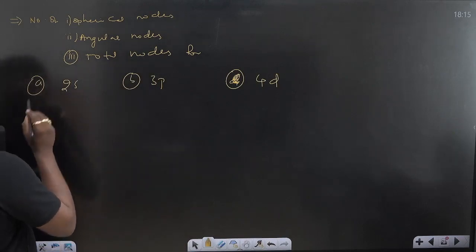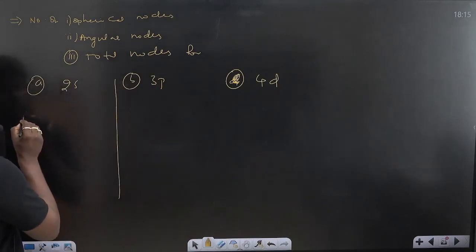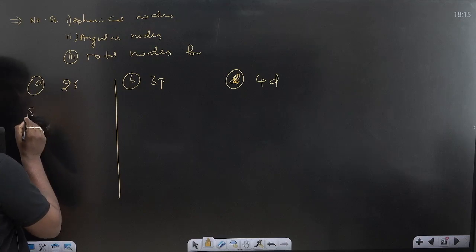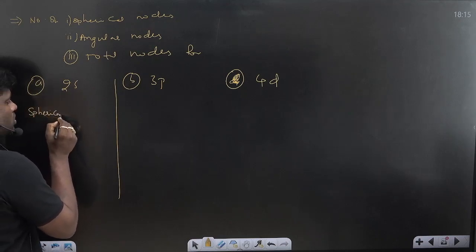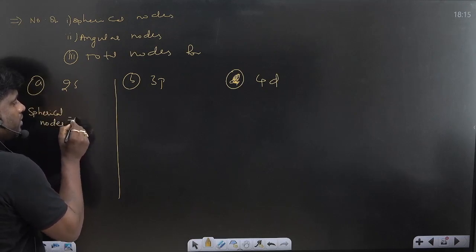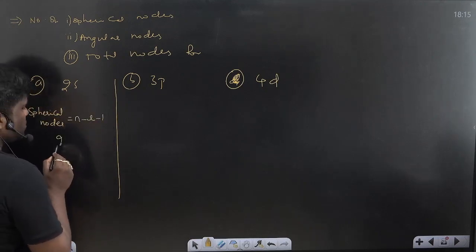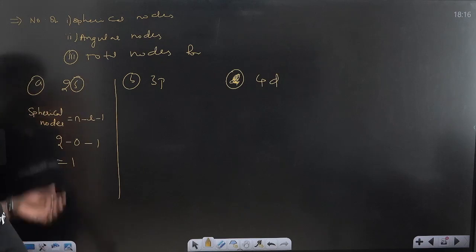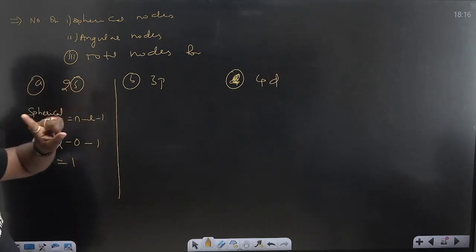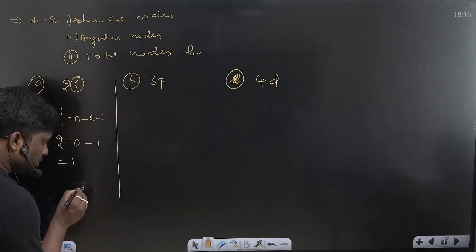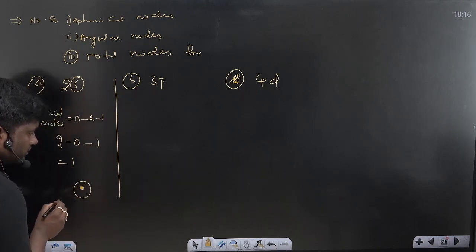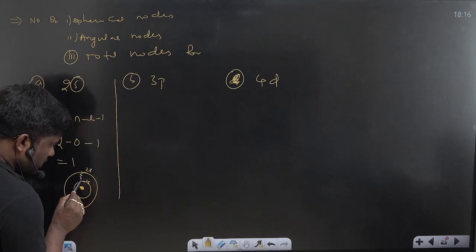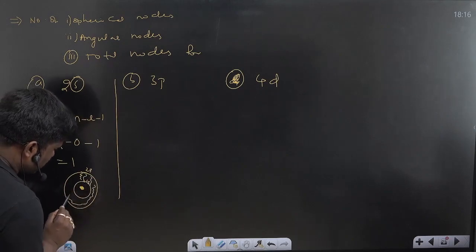So for the 2s orbital, first the spherical nodes. The spherical nodes formula is n minus l minus 1. The n value is 2, and the l value for an s orbital is 0, so 2 minus 0 minus 1 is equal to 1. For the 2s orbital, how many spherical nodes? One only. This is the nucleus, this is the 1s orbital, and this is the 2s orbital. So between 1s and 2s, this is the spherical region where you don't find the electron.